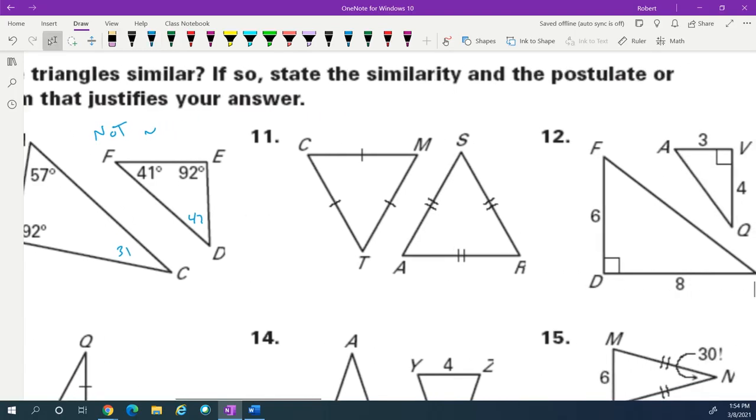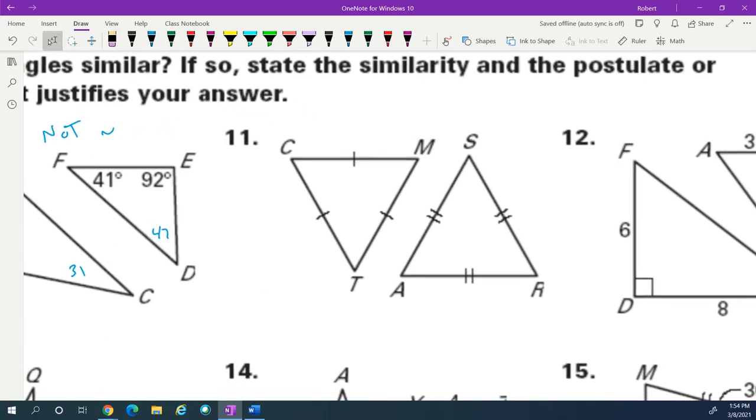In number 11, one equilateral triangle became another equilateral triangle. All three sides were affected the same way, same scale factor. So this is SSS similarity.